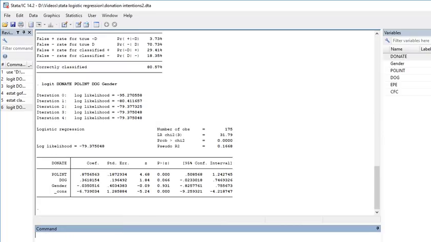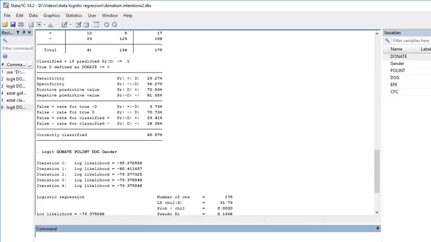And so there you go. There's the analysis. So basically, you're following the same general idea as you would with least squares regression. You have the regression command, which in this case is logit. You follow it up with the dependent variable name and then the names of the predictors. And so there you go.